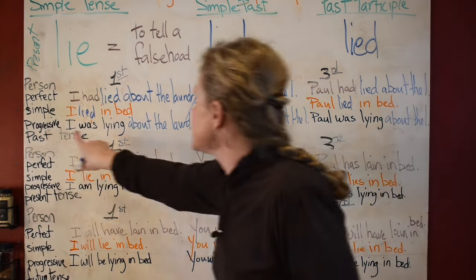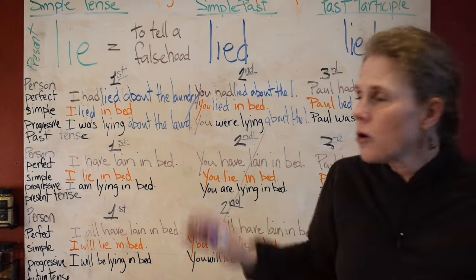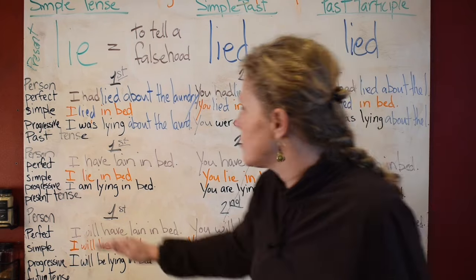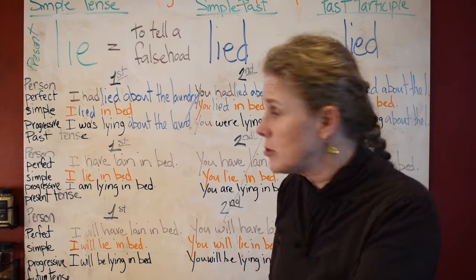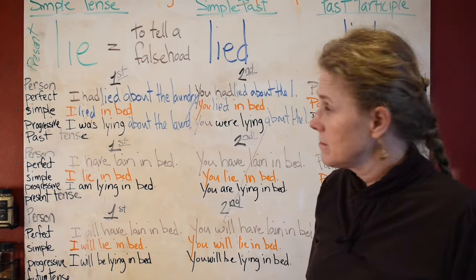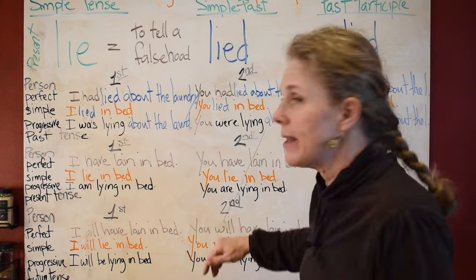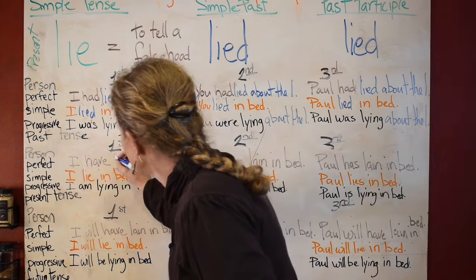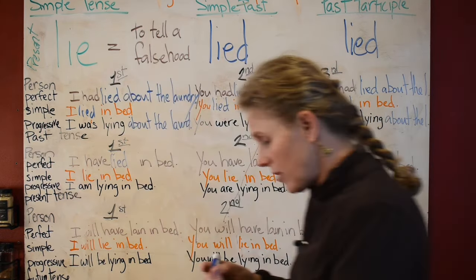Okay, so it means something completely and totally different. So now let's look at our present tense. If you're going into the perfect, you have to use the auxiliary verb have, and then do we use lain? I have lain in bed. No. No. I have, what do we do? Lied. I have lied in bed.